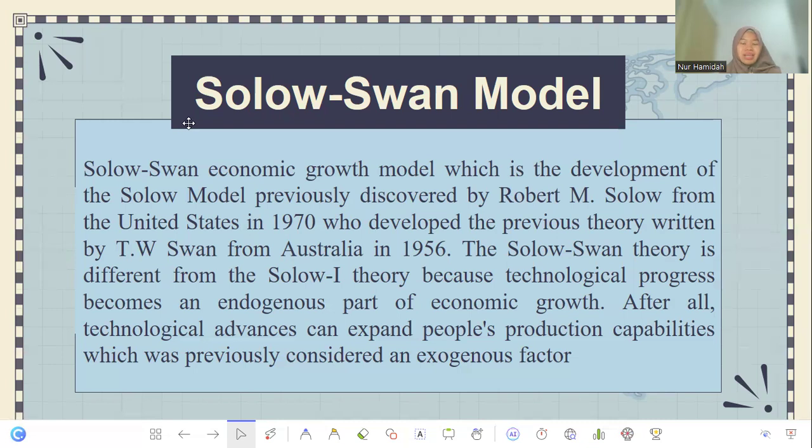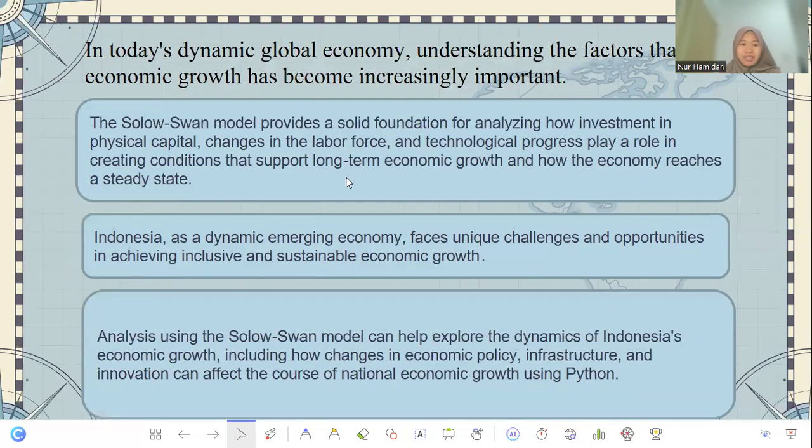In today's dynamic global economy, understanding the factors that influence economic growth has become increasingly important. The Solow-Swan model provides a solid foundation for analyzing how investment in physical capital, changes in the labor force, and technological progress play a role in creating conditions that support long-term economic growth, and how the economy reaches a steady state.